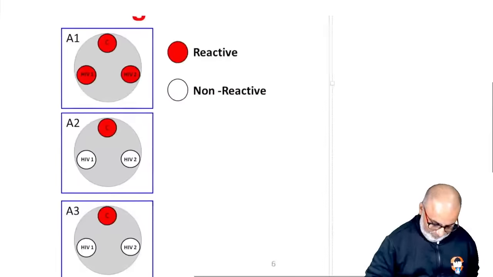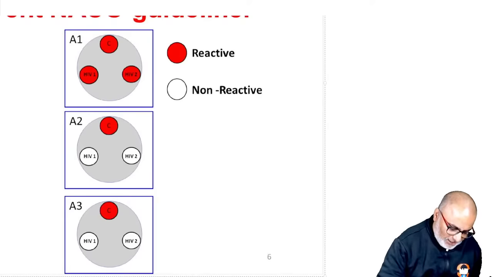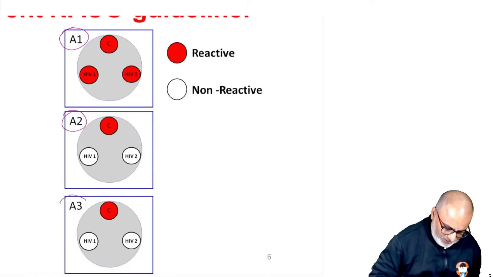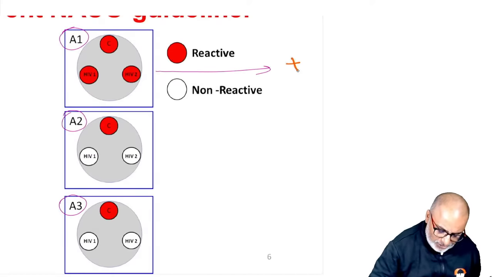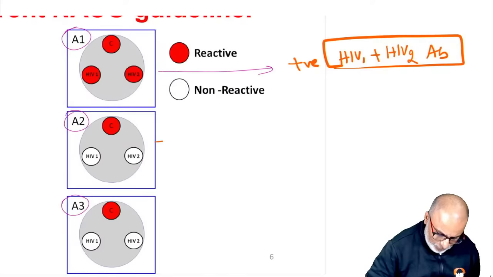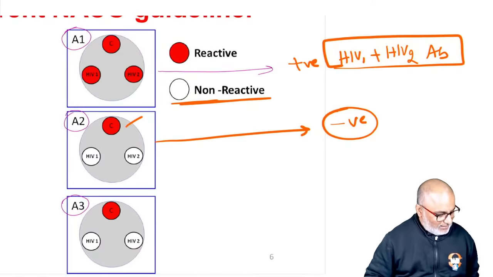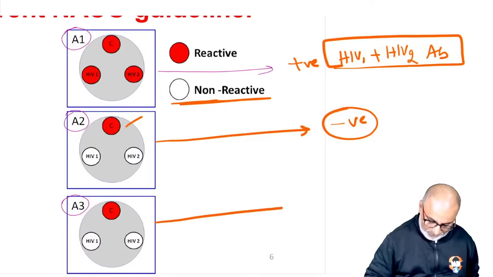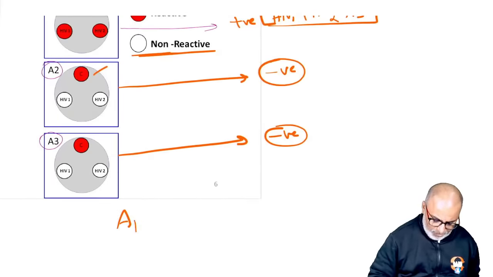See the picture. There are three rapid tests. One rapid test is called A1, another is called A2, another one is A3. And rapid test 1, what is the result? It is positive for HIV-1 and HIV-2 antibodies. A2 only control positive, others negative, because white color is non-reactive. And A3 also negative. So there are three results: A1 positive, A2 negative, A3 negative.